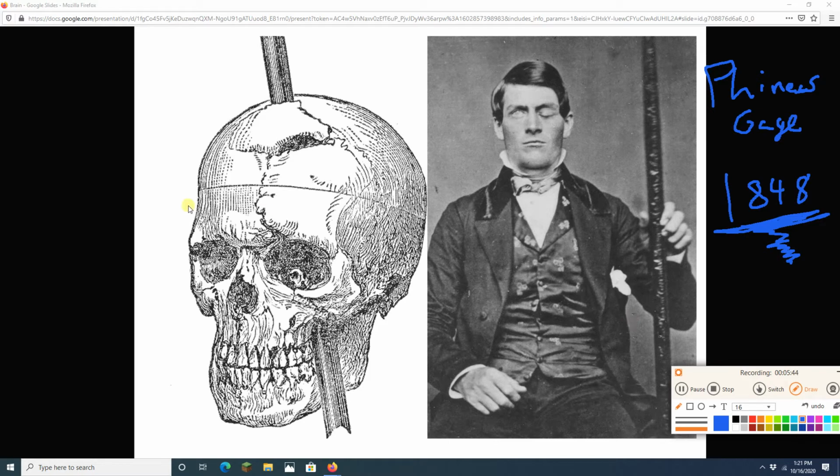The iron rod shoots up through his face, through his eyeball, comes out of the top of his skull up here. Crazy, right? He didn't even lose consciousness. They put him in a wheelbarrow, wheeled him to town, brought him to the doctor. Somehow the doctor took out the iron bar, tried to put the bony pieces back together, like putting the jigsaw puzzle back together, bandaged him up. And amazingly, he survived.